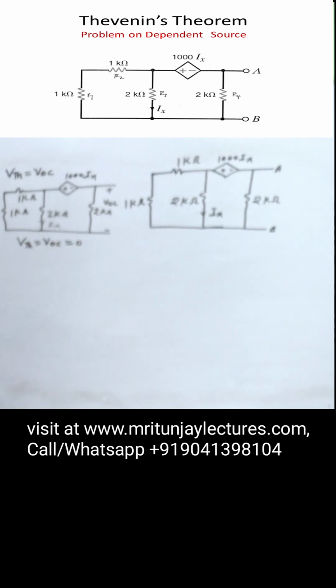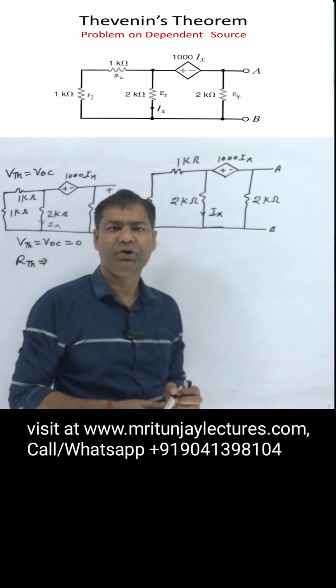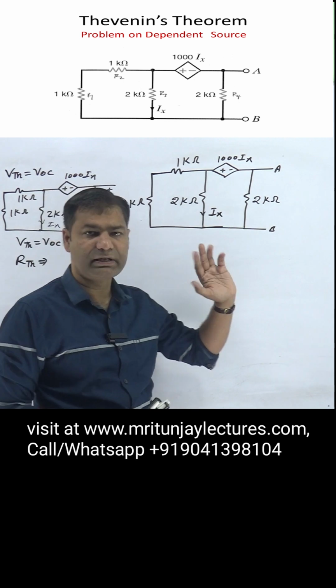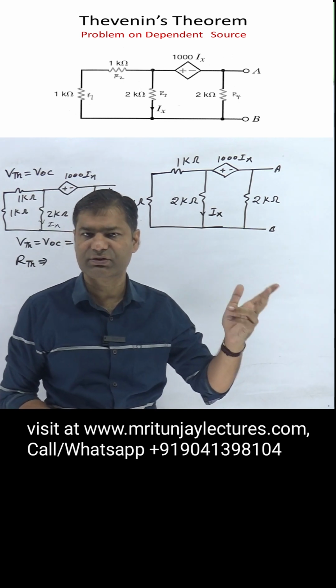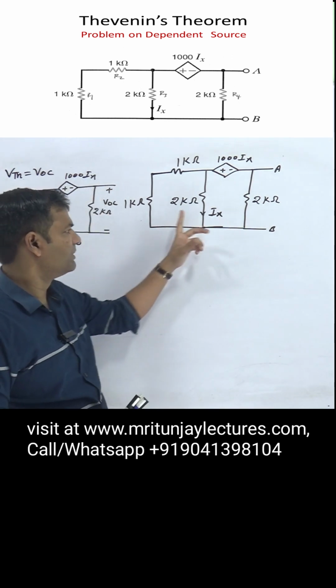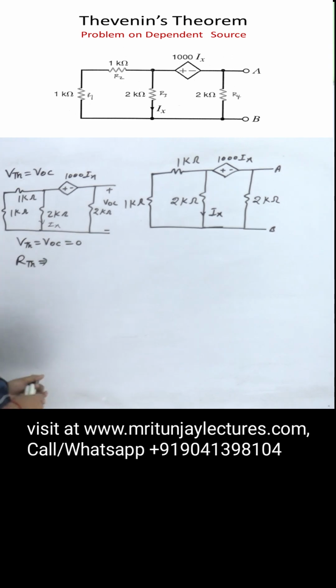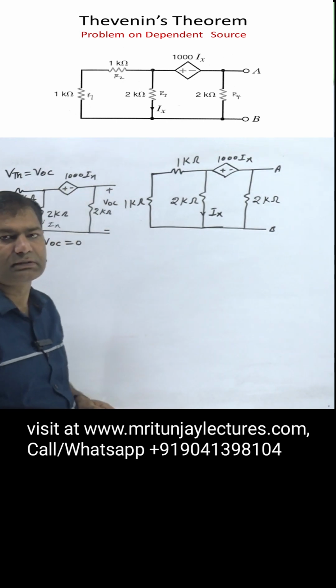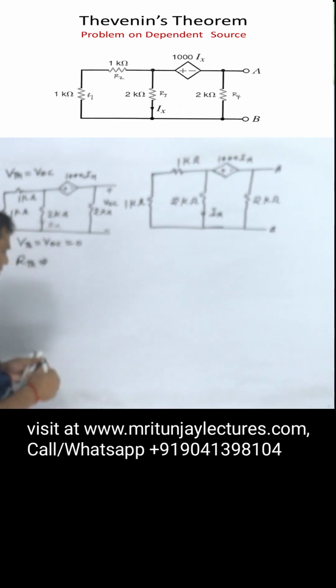Now next target is our motto to determine RTH. So how can we determine RTH? First of all, independent voltage or current sources are reduced to 0. No independent voltage source or current source is available. Only a dependent source is available. So how can we solve a dependent source type problem? Okay. So how can we do it?